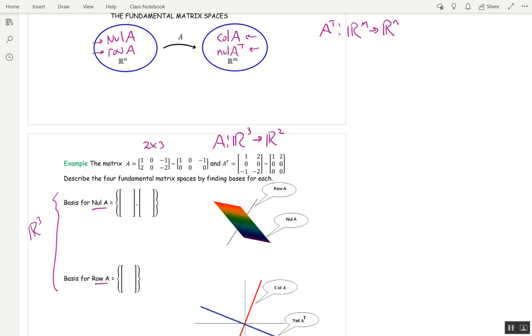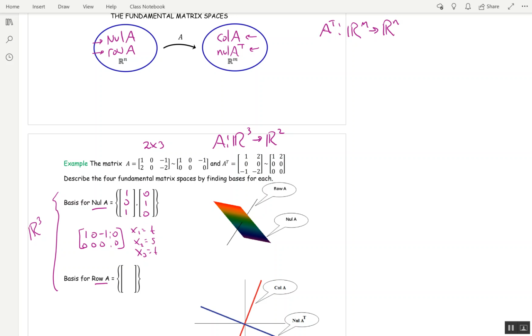A basis for null A, in order to do that, we need to take the reduced form of A, augment with the 0 vector. So we get three variables. X3 is t, X2 is s, and X1 is t. So the basis for null A would be 1, 0, 1, and 0, 1, 0. So that's going to form a plane in R3 because it's spanned by two vectors that are not multiples of one another.